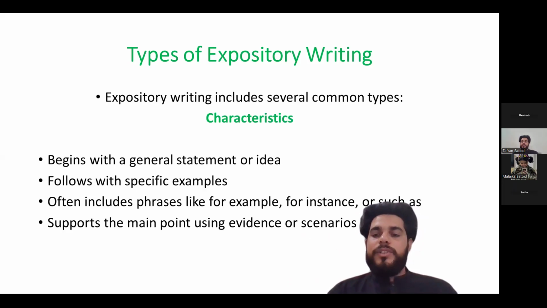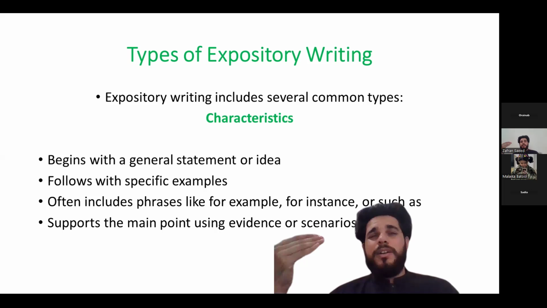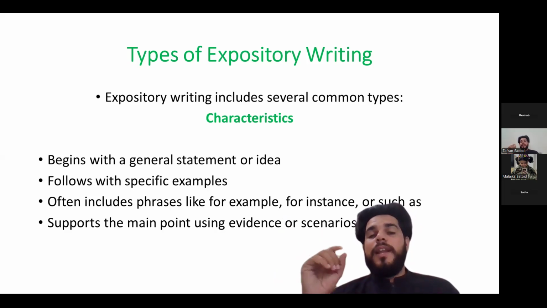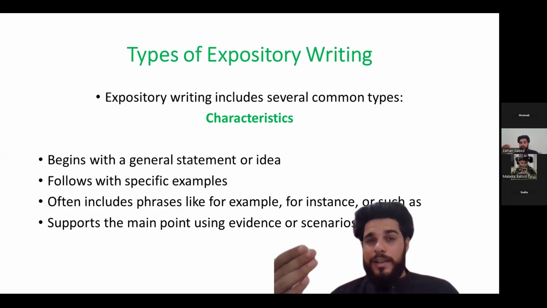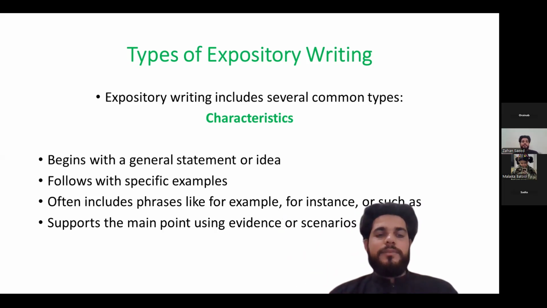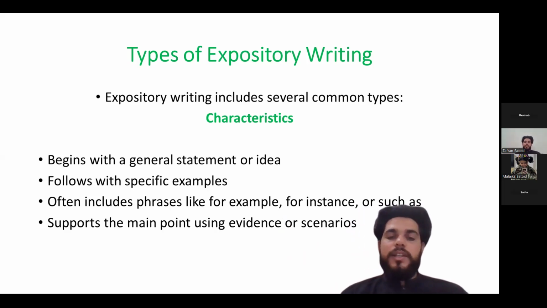And as far as the characteristics are concerned, the first one is that illustrative writing must begin with a general statement or idea. The second characteristic is that it follows with specific examples. Like, if we are talking about a general idea, we have to provide certain examples as well, and these examples will follow the general idea. It often includes phrases like for example, for instance, such as, and it also supports the main point using evidence or scenarios.